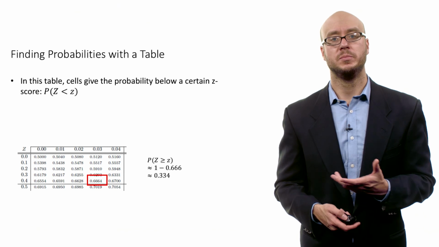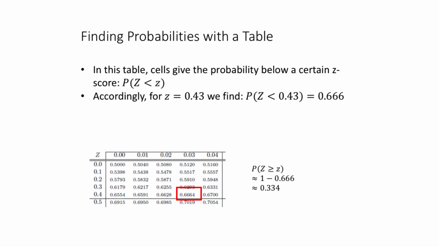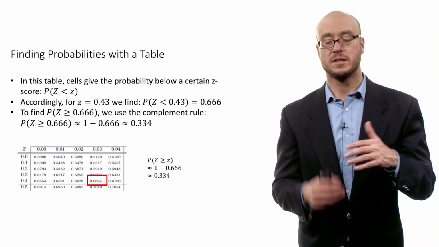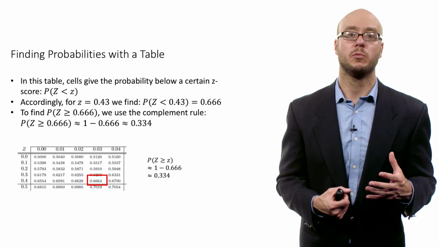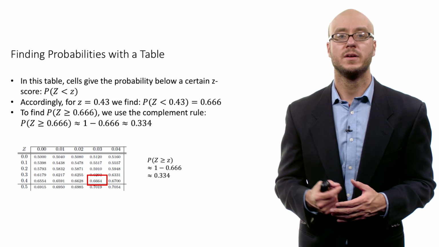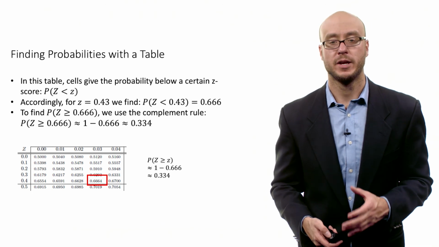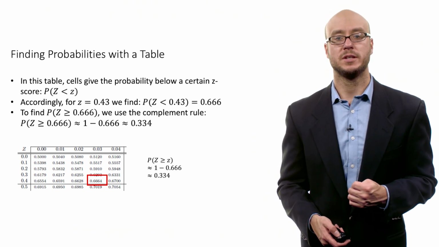We can also find probabilities with a table. In this table, by convention, it gives you the probability below a certain z-score. So with a z of 0.43, the probability of a z-score below 0.43 is in fact 0.666. To find the probability of a z-score greater than or equal to 0.43, we can just use the complement rule. The entire area under the distribution has a probability of 1. We subtract out the probability of having a z-score less than 0.43. We get the probability of having a z-score greater than or equal to 0.43, and that probability is about 1 in 3. This is just based on that normal probability table.